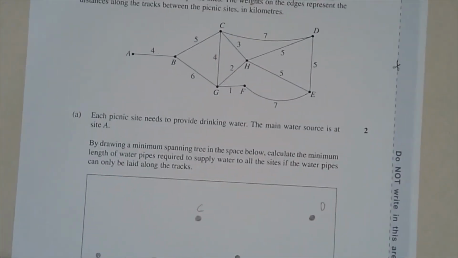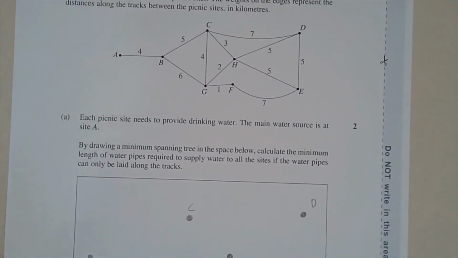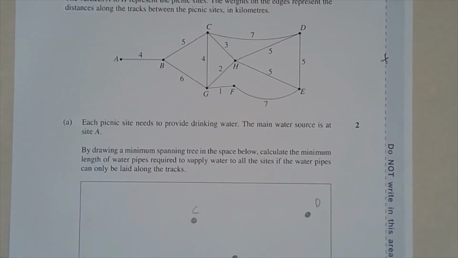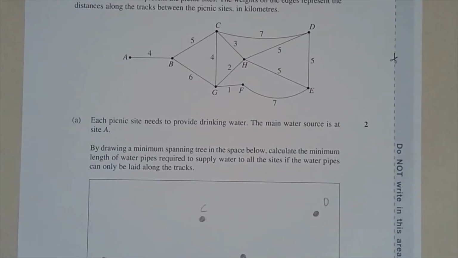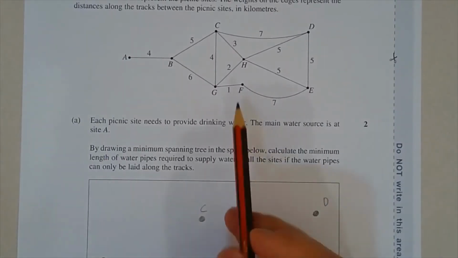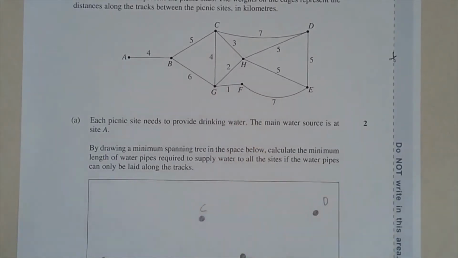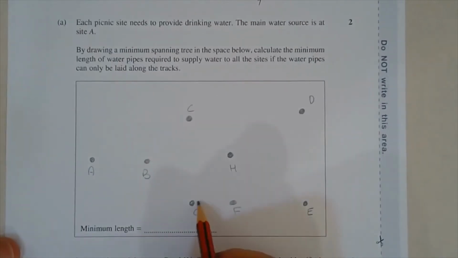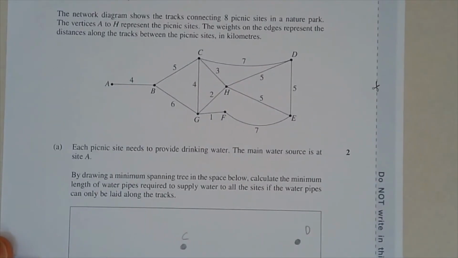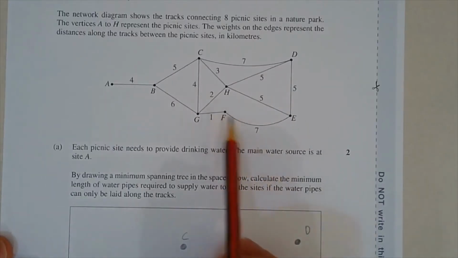So what we're going to do is apply Kruskal's algorithm. Kruskal's algorithm is probably a little bit easier than Prim's. It's just a matter of selecting the lowest weight edges first and in ascending order. So we can select edge GF, so it connects those two. Now let's have a look. There's no more edges of weight 1.